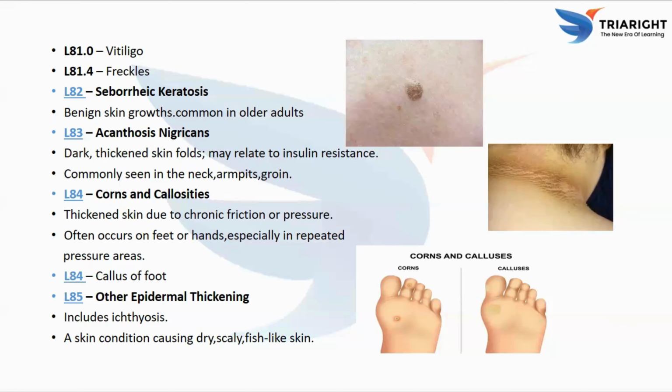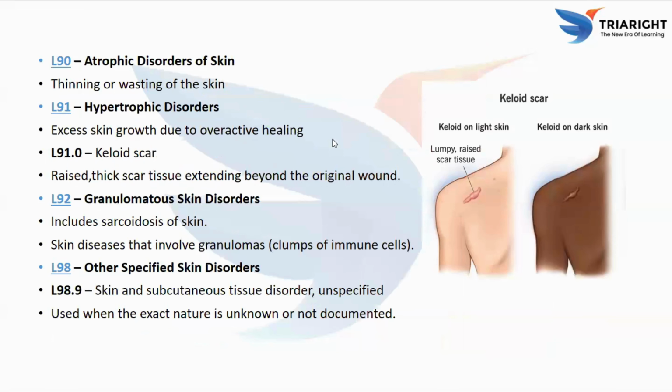So next coming to the code L90 for atrophic disorders of the skin. So what do you mean by atrophic disorders of the skin? It's nothing but a thinning or wasting of the skin. So this occurs whenever the skin loses collagen, elasticity and it becomes thin. This can be due to aging, long-term steroid use or certain diseases. So whenever atrophic disorders of skin are diagnosed, you have to assign the code L90 from the category L90 to L99.